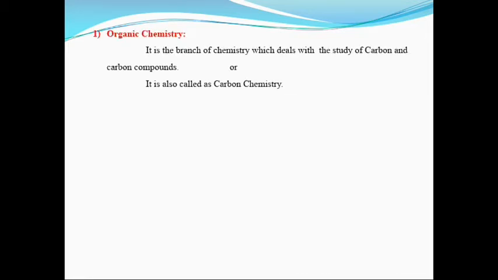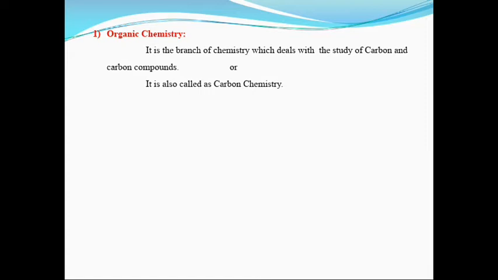So first it is organic chemistry. Now what is organic chemistry? Organic chemistry is nothing but the branch of chemistry which deals with carbon and carbon compounds. Organic chemistry mainly deals with carbon compounds, so that is why it is also called carbon chemistry. Wherever carbon exists, it comes under organic chemistry.